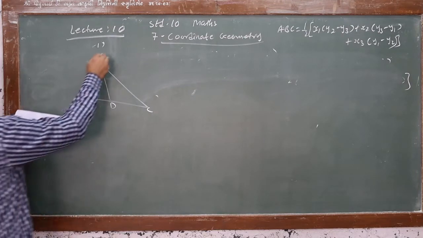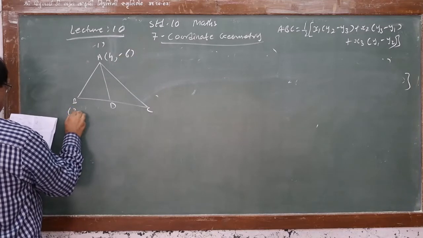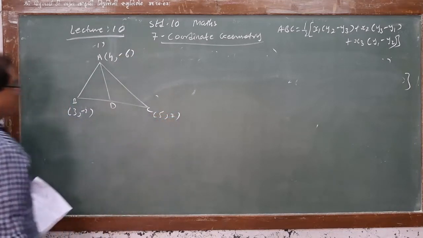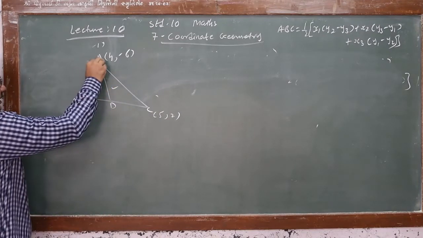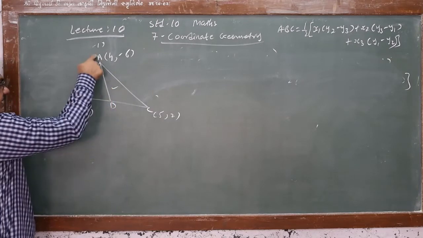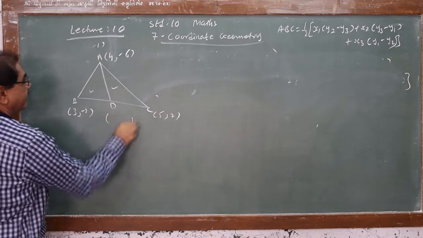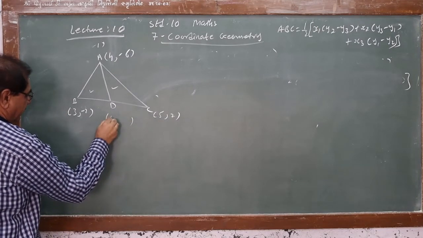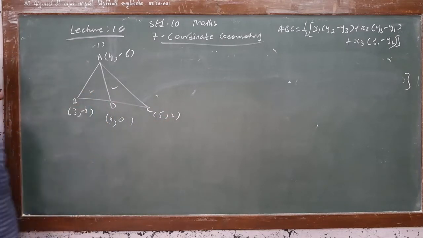So first of all, A is given (4, -6), B is given (3, -2), C is given (5, 2). And you want to prove both these areas are equal. What is median? The line segment joining the vertex and the midpoint of the opposite side. So D is the midpoint. So you can find out by the midpoint formula. 3 plus 5, 8 upon 2, 4. Minus 2 plus 2, 0 upon 2, 0. So these are the coordinates for point D.